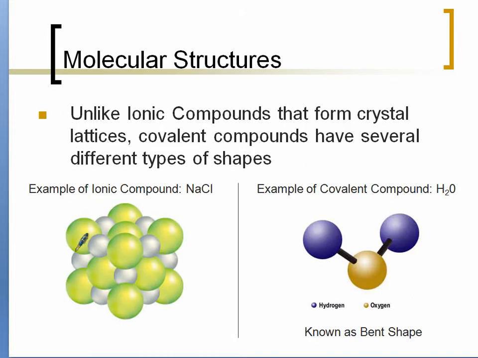The molecular structure of covalent compounds varies. There's not one structure that defines them all. There are several. So here we have an example of ionic compounds forming these crystal lattices, which is on the left. So they typically have this type of shape. One example of a covalent compound, water, has what is called the bent shape. So there's a lot of different shapes that they can form, but we won't get into that. Just know that they have several different shapes.